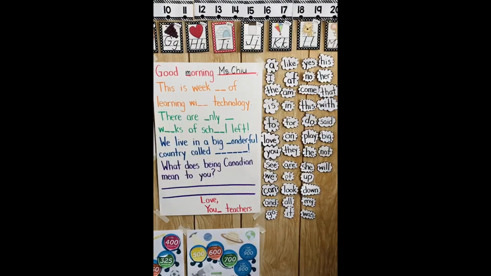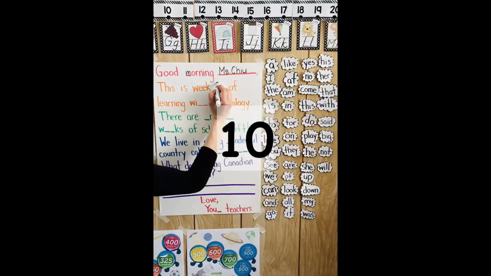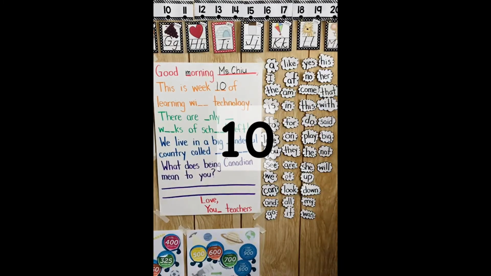Now let's read the orange sentence. This is week of learning with technology. That's very broken. Let's fix the number 10 because it's week 10 of online school. 10 is a special number. It has 2 digits. That means 2 numbers inside the number, a 1 and a 0. That's how to write the number 10.